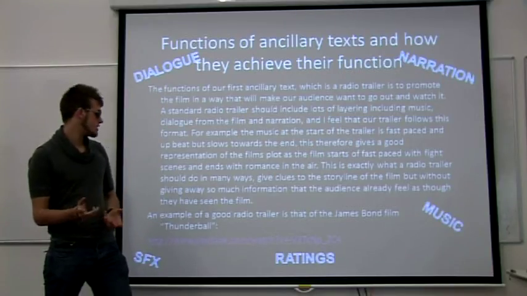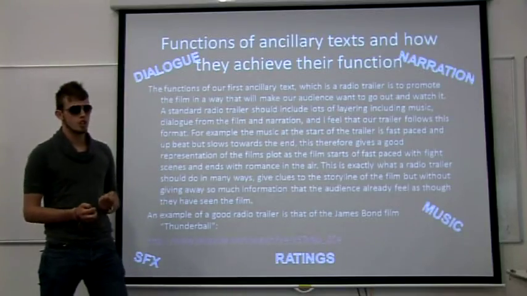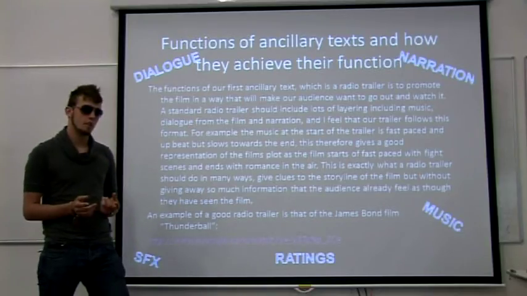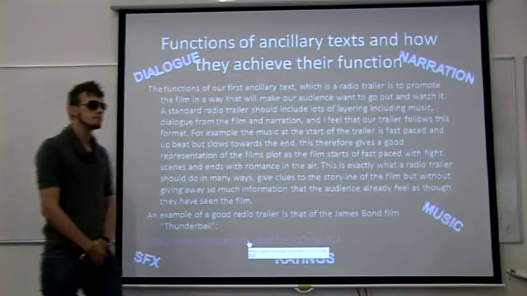This is exactly what a radio trailer should do in many ways, giving clues to the storyline of the film, but not giving too much away so the audience don't feel as though they've already seen the film. A good example of a radio trailer would be the James Bond film, Thunderball. Let's watch.